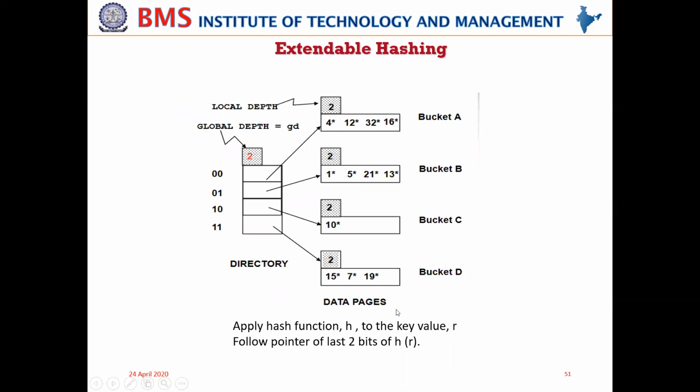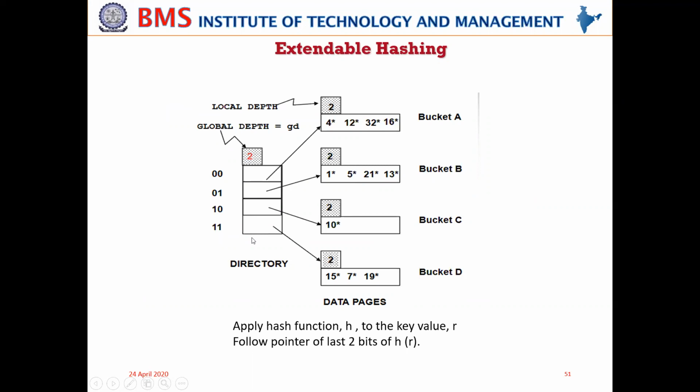So I told you that there are two components involved. This is nothing but a directory. These are nothing but buckets. I have four buckets, A, B, C, D. So I told you that extendable hashing has two components. One is a directory, and another one is the buckets.